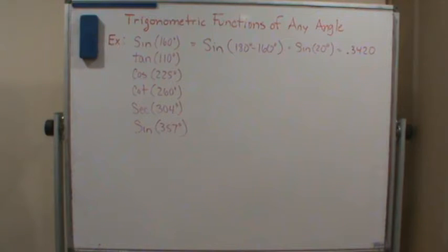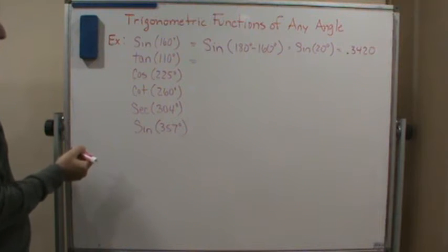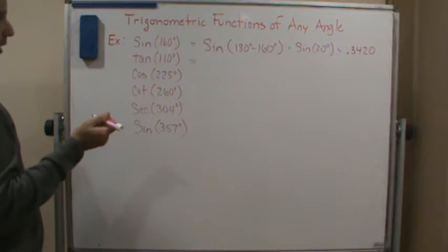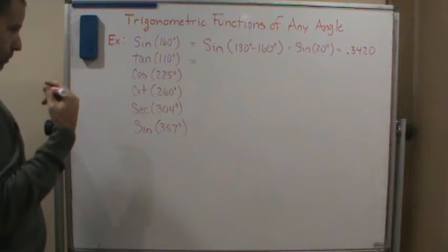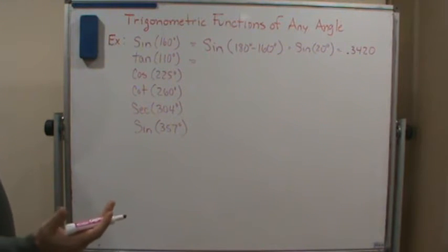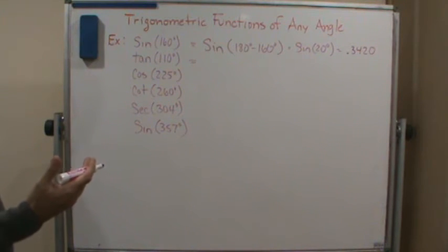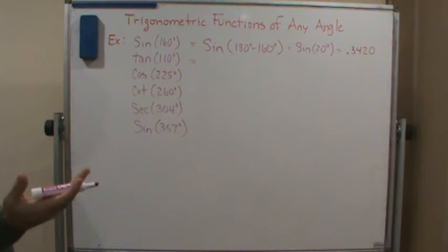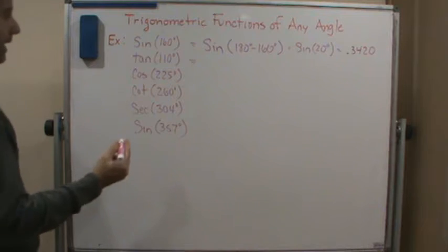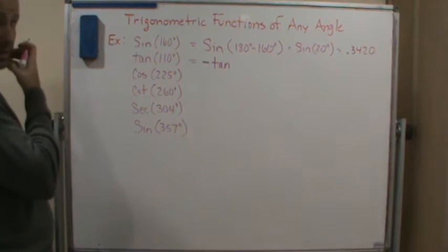Now tangent. 110 degrees is in quadrant 2 again. So we want tangent of the reference angle, and what value is tangent? Tangent is opposite over adjacent. In this case, opposite is positive but the adjacent is negative, so this is going to be negative. So this is going to be negative tangent of the reference angle.